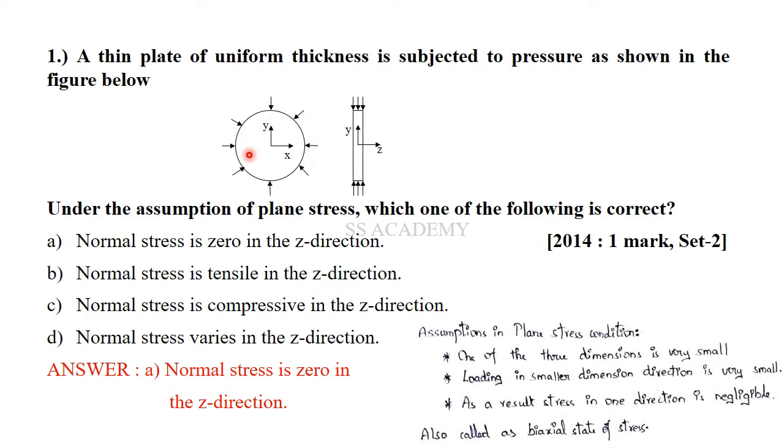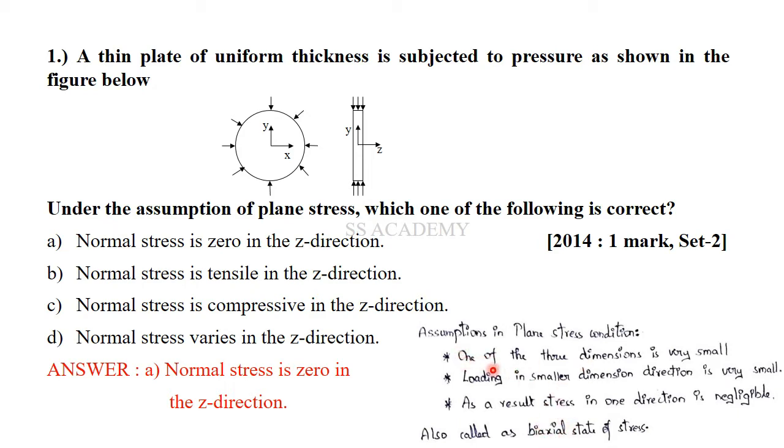Here you can see a circular plate. Okay, let us see the assumptions of plane stress. What is plane stress actually? Plane stress is also called the biaxial state of stress. That is, the state of stress is defined in two particular axes. That is a simple definition of plane stress.